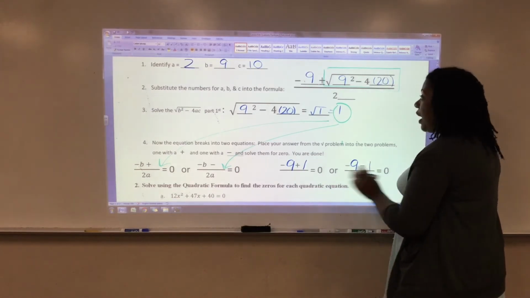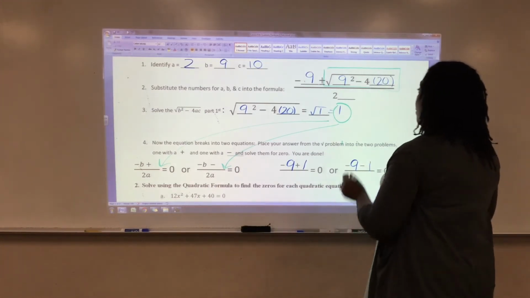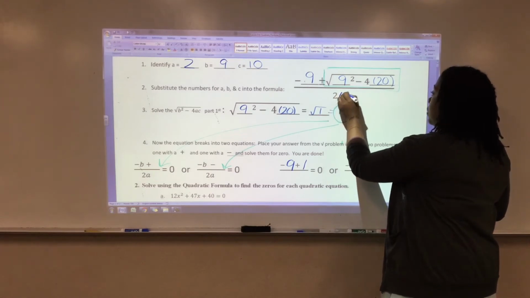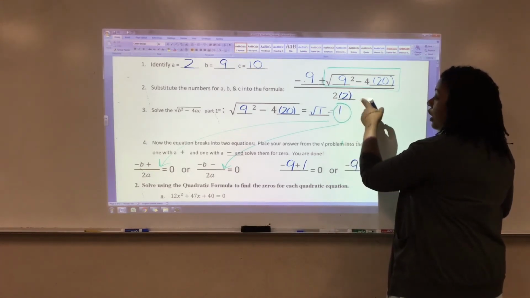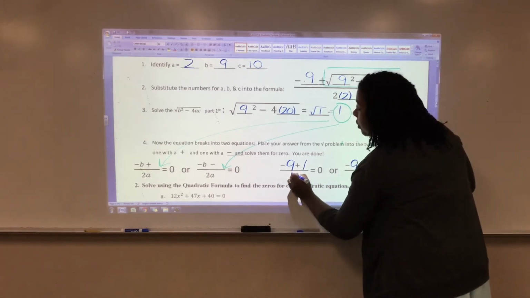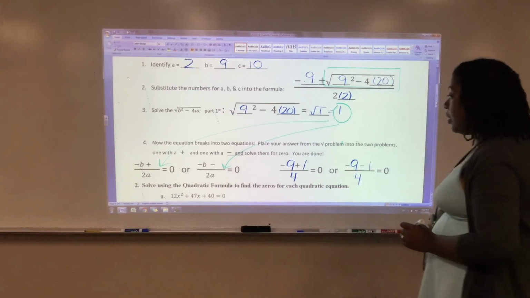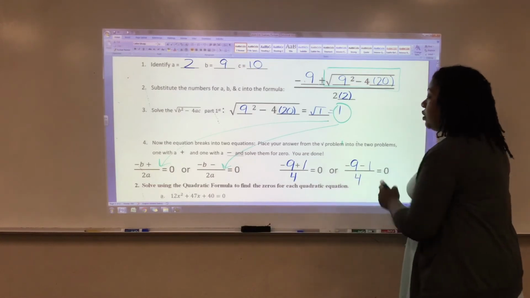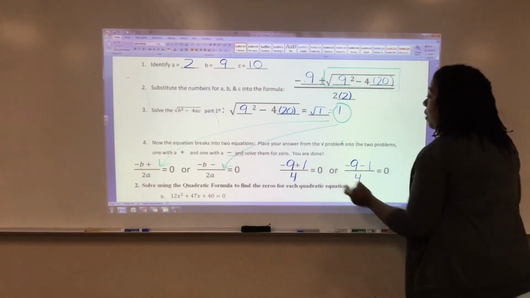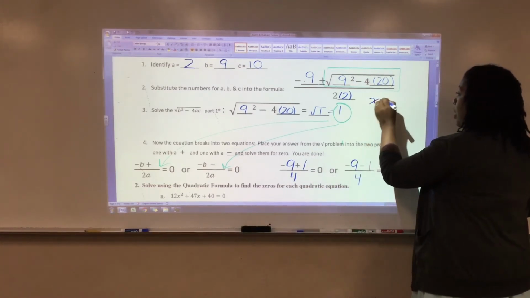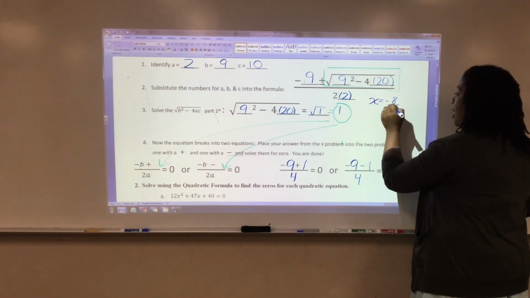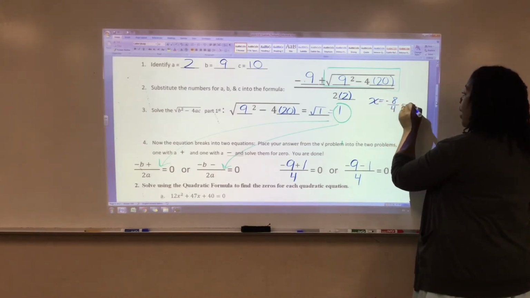And we're not going to forget about our fraction. Remember, it was originally 2 times 2. Well, 2 times 2 simplifies to the number 4. And now we're just going to simplify these two statements. So negative 9 plus 1 is negative 8. Negative 8 over 4 simplifies to negative 2.